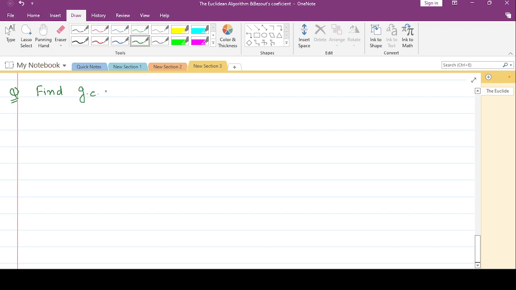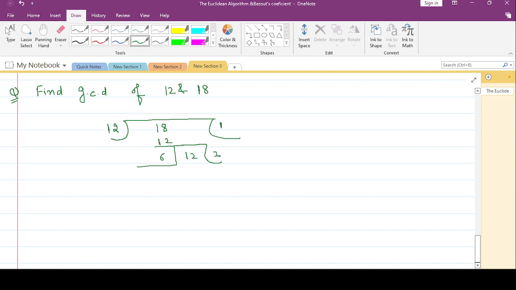GCD of 12 and 18. So clearly 18 is bigger than 12. So divide 18 by 12. Okay, so 12 ones are 12. What is the remainder? 18 minus 12, it is 6. And the previous divisor becomes the dividend here. So 6 twos are 12.